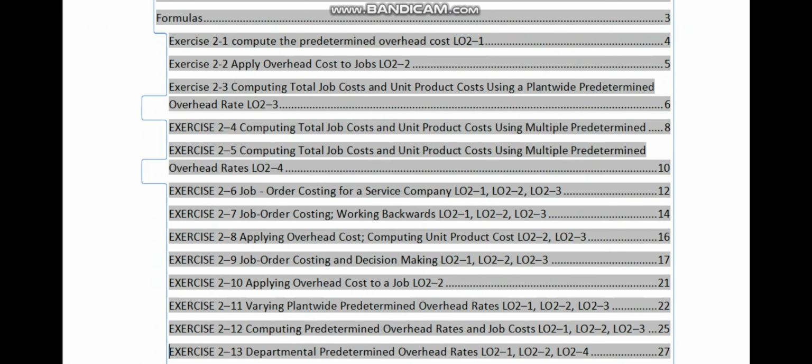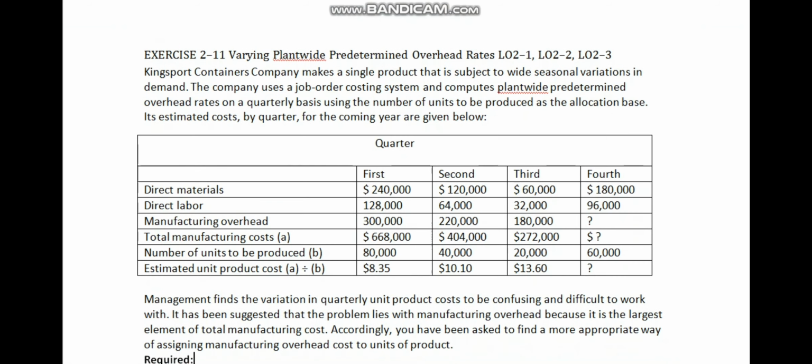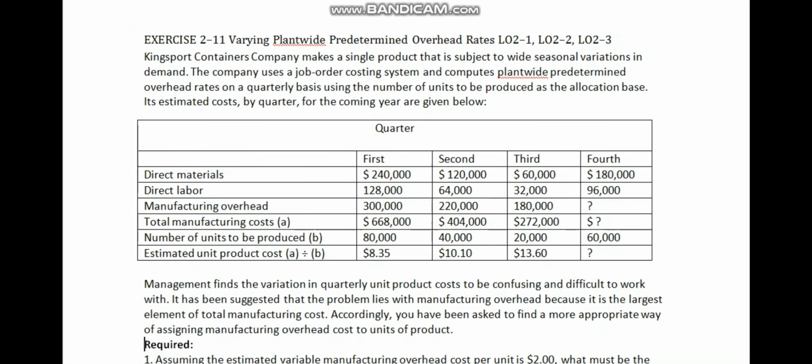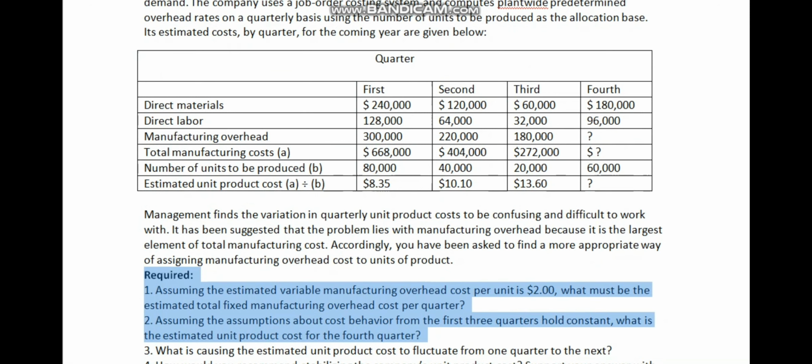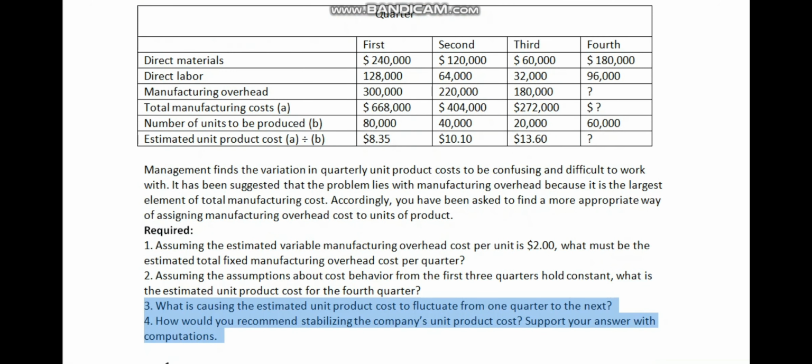I'm going to solve a job order costing question from the book Managerial Accounting. In my previous video, I solved exercise 3-11 part 1 and 2. In this video, I'm going to solve part 3 and 4, the requirement 3 and 4 of the same exercise. Now requirement number 3 is a bit theoretical and 4 is numerical.